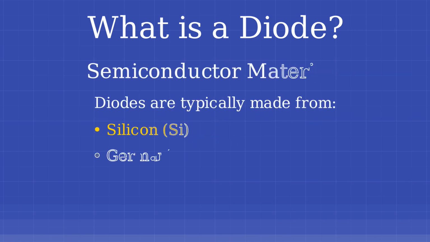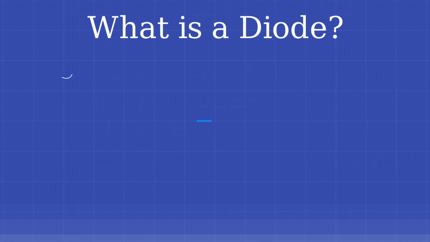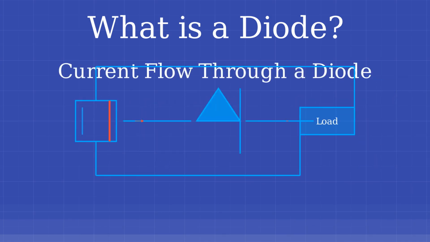Diodes are made from semiconductor materials, typically silicon or germanium. The unique properties of these materials allow diodes to control current flow. In a circuit, when the diode is forward biased with the anode connected to the positive terminal and the cathode to the negative, current flows through the diode and the rest of the circuit. However, when the diode is reverse biased, with the cathode connected to the positive terminal and the anode to the negative, current cannot flow. The diode blocks the current in this direction.